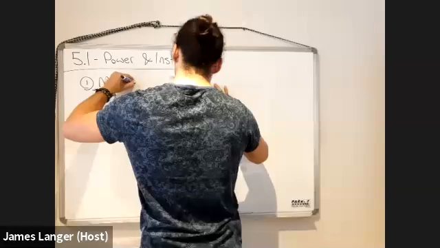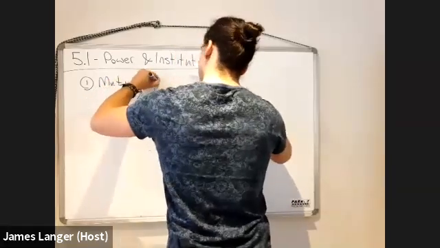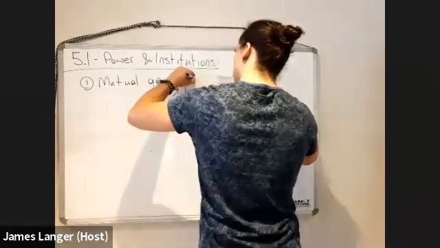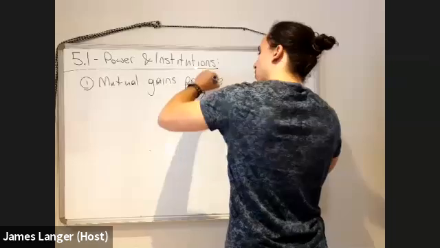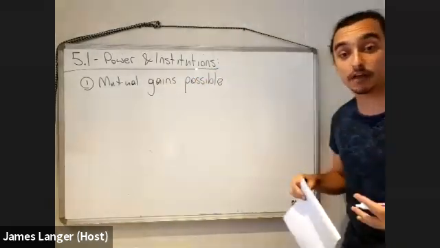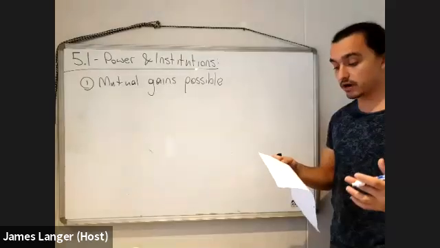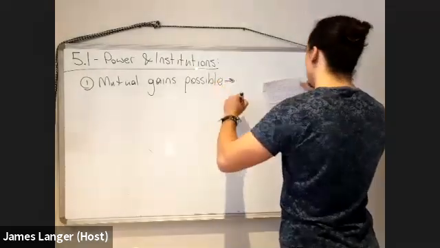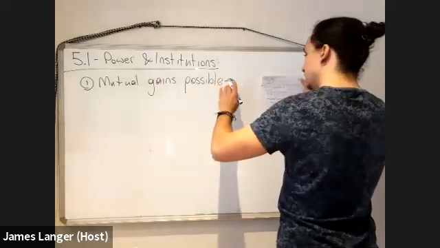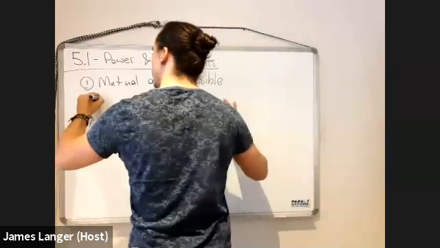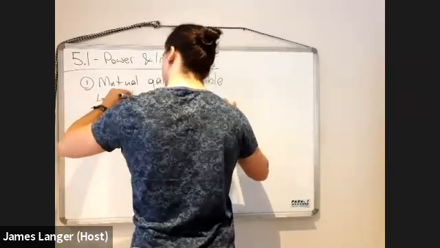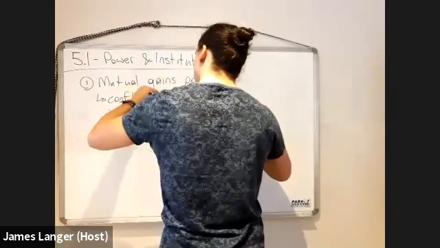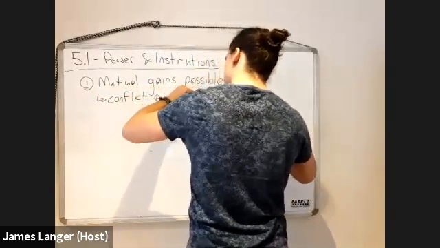Cool. So two things that you have to remember. Mutual gains are possible. So what does this mean? It means people can work together. People are able to work together and they can create mutual gains. Problem is, we're going to have conflict. There will often be conflict over the distribution.